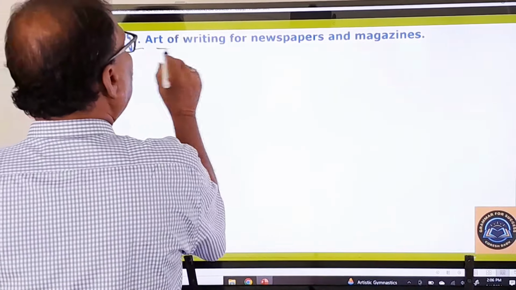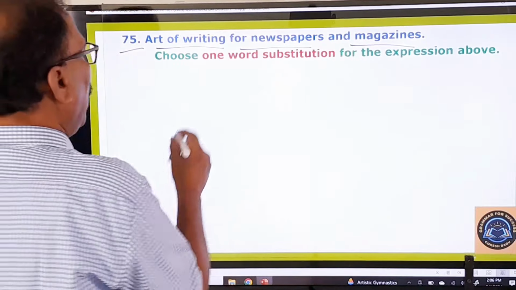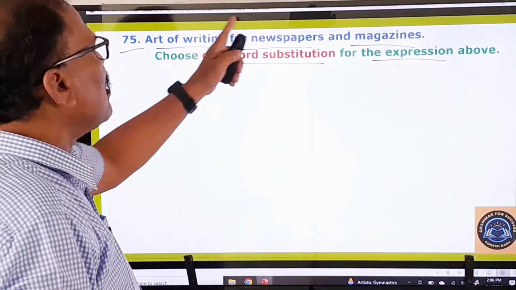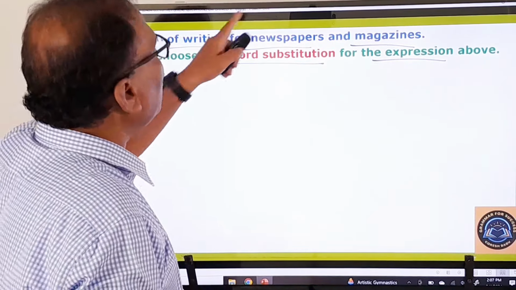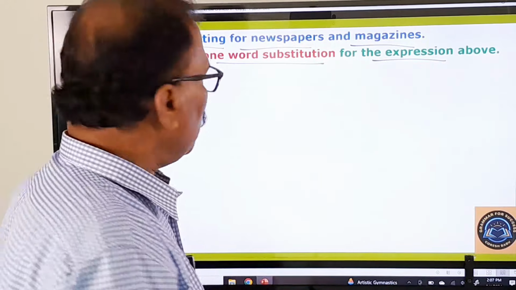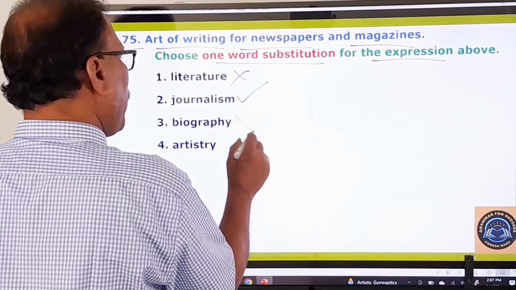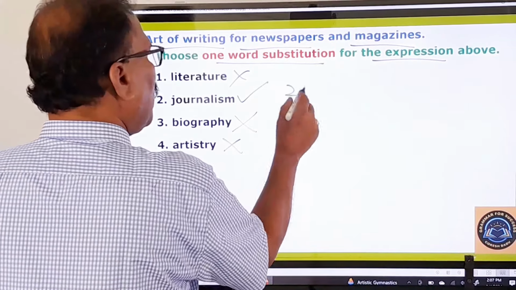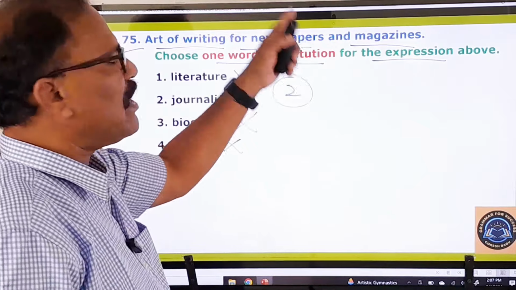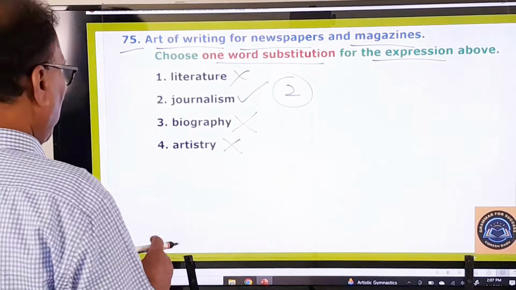Now let's move on to other questions. 75th question. Art of writing for newspapers and magazines. That is the statement given, and here choose one word substitution for the expression above. So what is the one word substitution for that? The art of writing articles for newspapers and magazines, what is it called? Here look at the options: literature no, journalism yes, biography no, artistry no. So only the second option is the right option. So writing articles for newspapers and magazines is called journalism. You know that. You go to the 76th question.